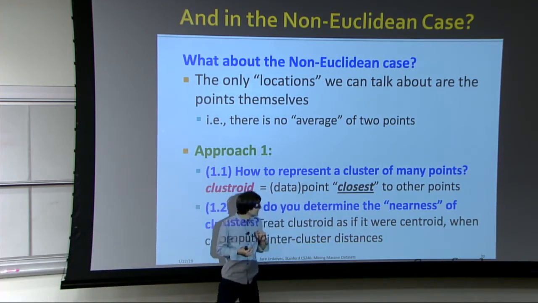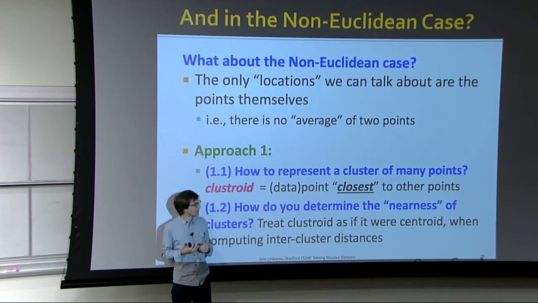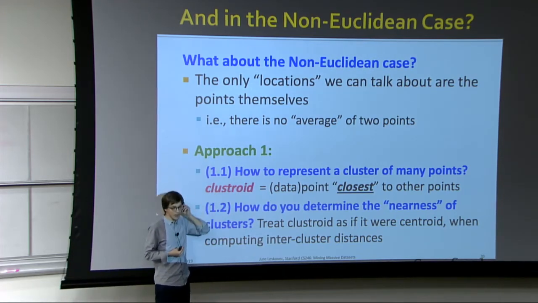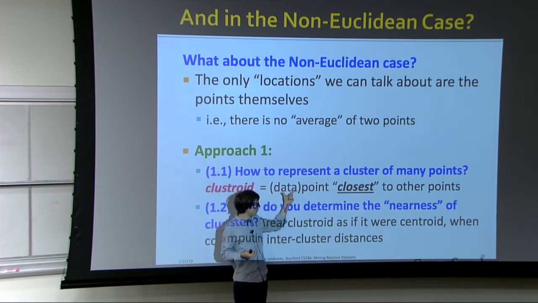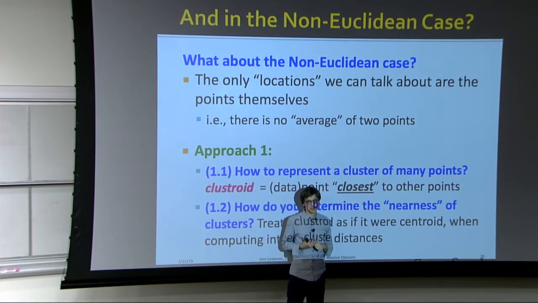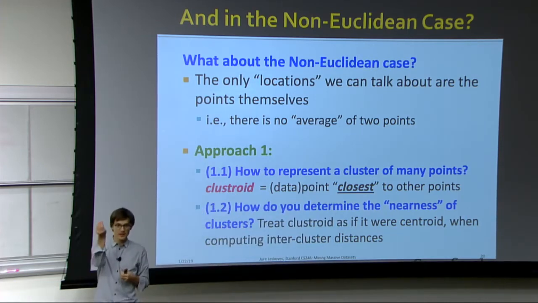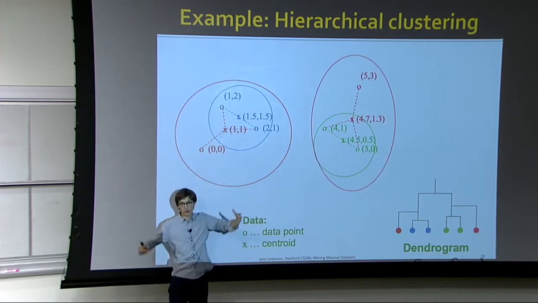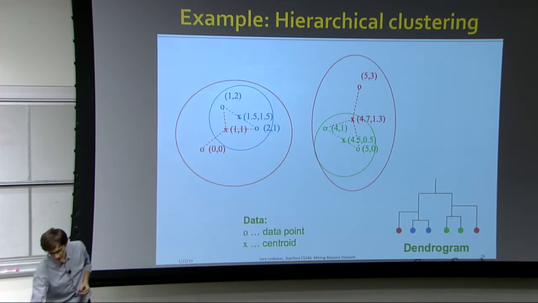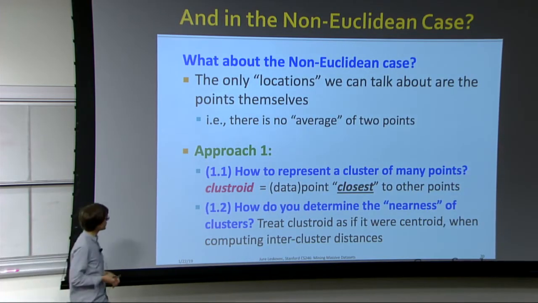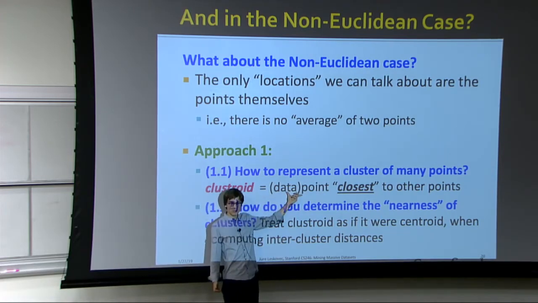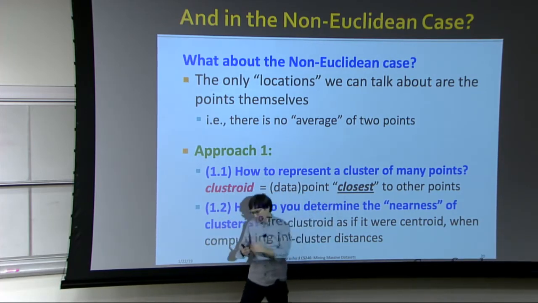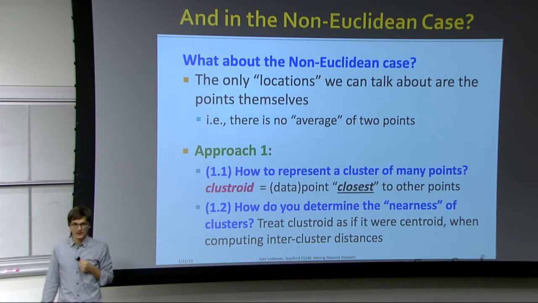Another way to represent a cluster is to have a notion of what is called a clustroid. Before it was a centroid, now it's called a clustroid. The reason we want a clustroid is that we want to pick a data point that is closest to all other points. In the centroid, we created an artificial data point that doesn't exist, but is closest to all the members of the cluster. Now, in non-Euclidean space, we don't know how to create this artificial data point. So I'm just saying, search over all the members of the cluster and find the member that is closest to all other members. And that's your representation for the cluster.